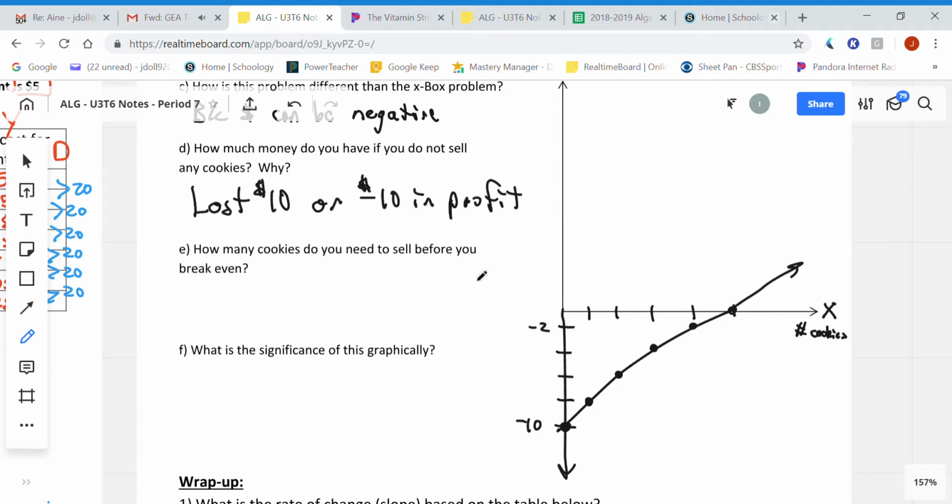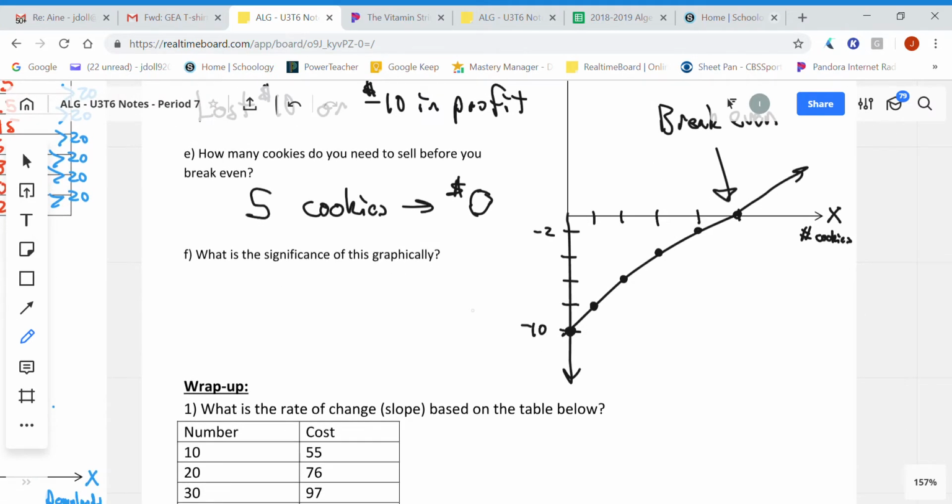All right, we've gotten back to $0 right here when we've hit the x-intercept, right? So this is our break even. When we get back to 0, we've broken even there. So we need to sell 5 cookies to get back to $0. And the significance of this graphically is, as an ordered pair, we have 5, 0. Well, what do we call an ordered pair when the y coordinate is equal to 0? Hopefully you know this. That is our x-intercept.